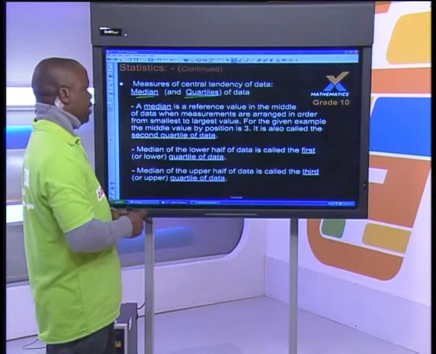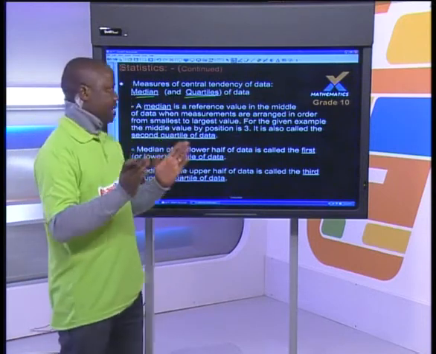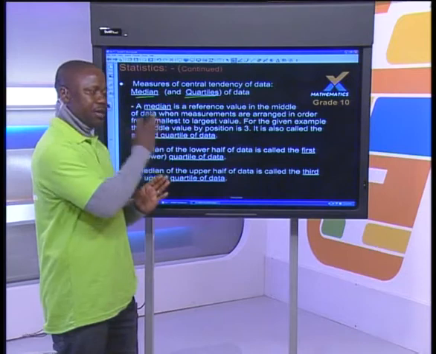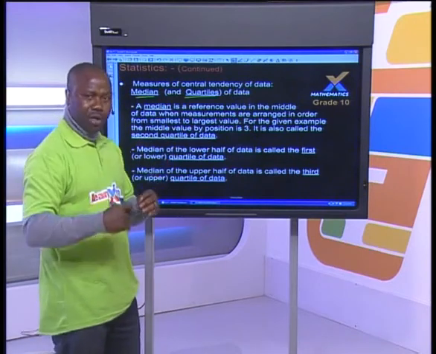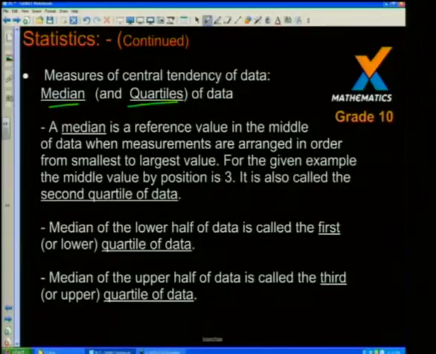All right. A median is a reference value. Again, I'm talking about something that is a reference, and you're either on the left or the right, or above or below. So a median is a reference value in the middle of data when measurements are arranged in order from smallest to largest value. All right? For the given example above, the middle value by position. Now, that's another thing you can actually try and remember quickly. Whenever I talk about the median, I'm talking about the middle value by position.